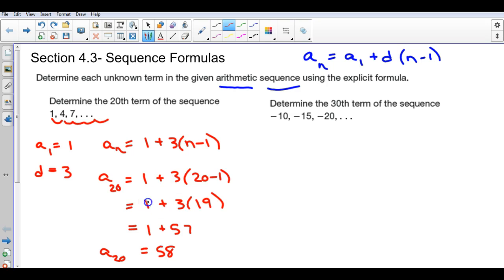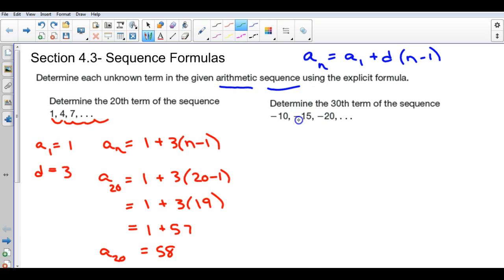And I kind of want to just take a look at the order of operations. If you were to do order of operations incorrectly and add these two terms first, you would end up with 4 times 19, which would give you a term of 76, and that's not right. So make sure you're really taking your time with the order of operations as you're going through these problems.